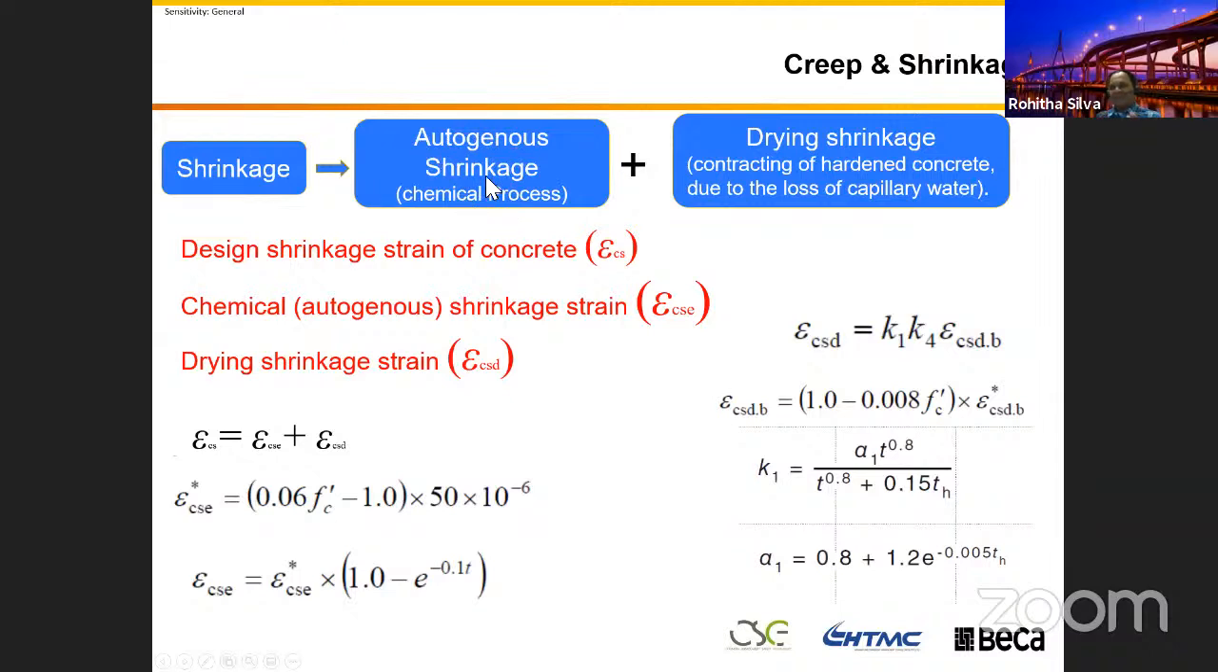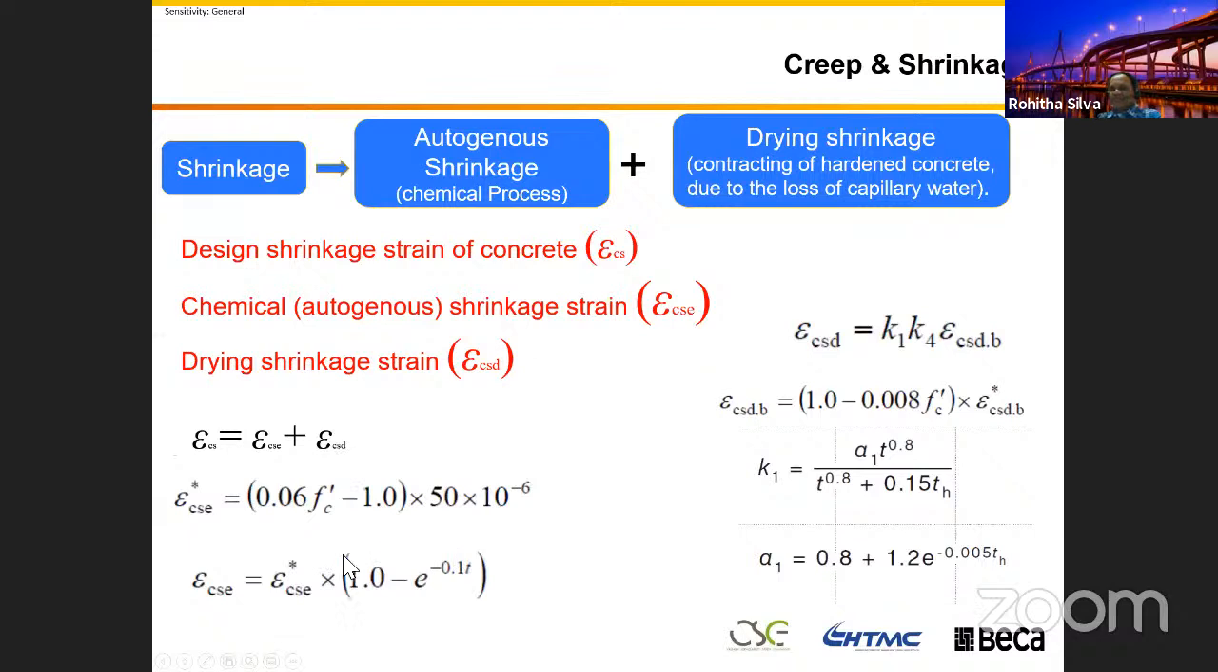Shrinkage happens during the hydration process. Autogenous shrinkage occurs during the chemical process within the first few days, and then there is the drying shrinkage in the concrete. This is how it is calculated in the Australian standard. I'm sure the Euro standard does it in the same way.